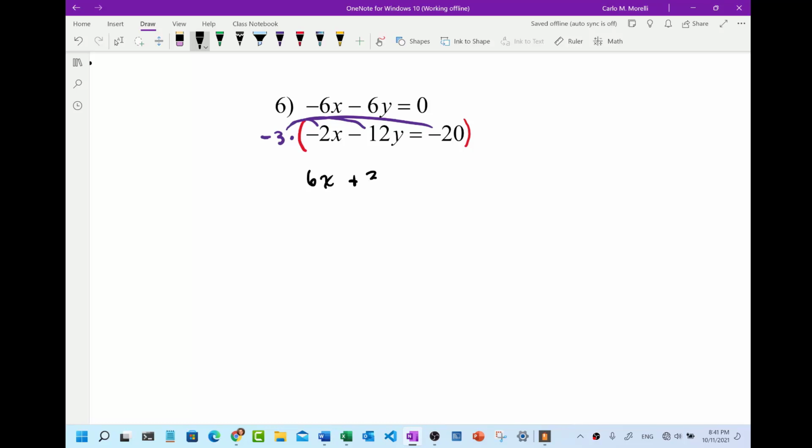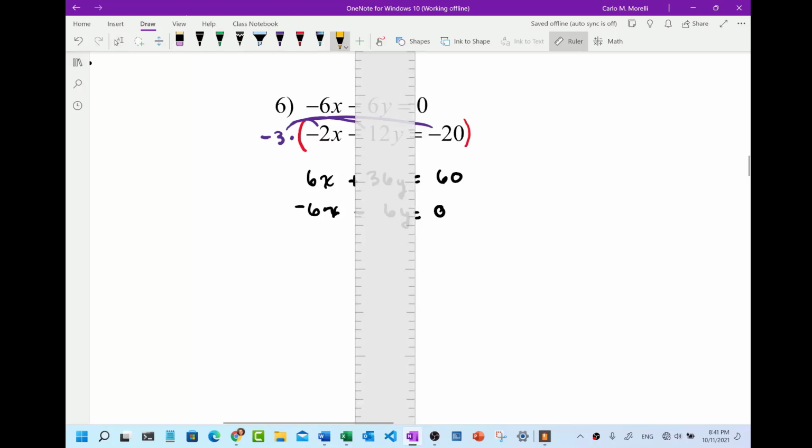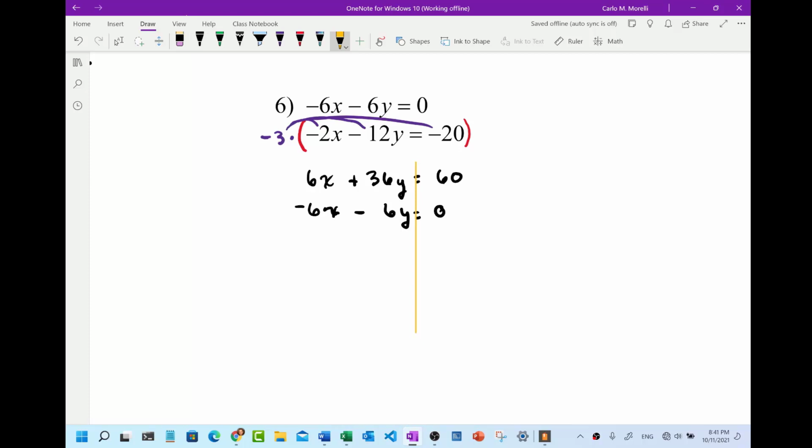plus 36y equals 60. Okay. Then we have negative 6x minus 6y equals 0. Okay, well, let's get our ruler going here. Well, what should we do first? Should cancel that out. Those eliminate. And all that's left to do is add 36 and negative 6, so that's 30y equals 60.